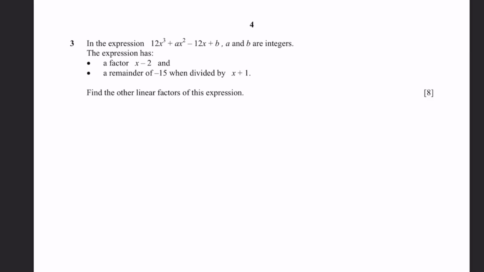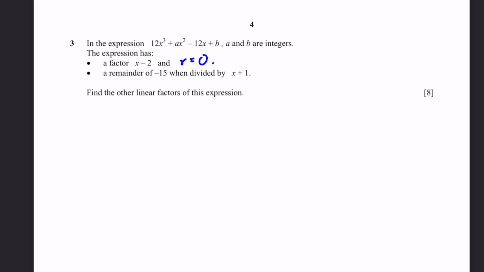In the expression 12x cubed plus ax squared minus 12x plus b, a and b are integers. The expression has these 2 things: a factor of x minus 2 and a remainder of negative 15 when divided by x plus 1. Find the other linear factors of this expression. And by other, because we already have one factor, we just need to find the other 2. Remember that factor basically means the remainder equals 0. And we can use the factor theorem and the remainder theorem to find our answers.